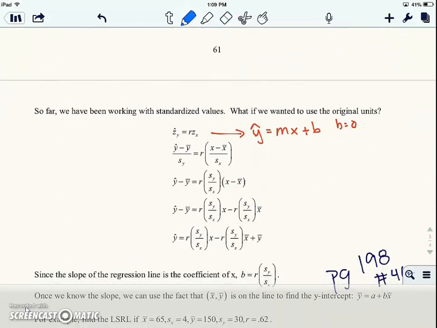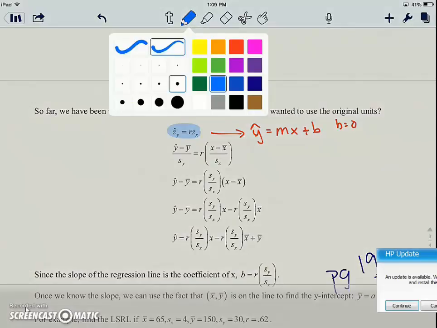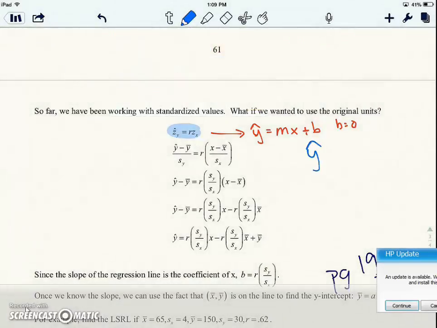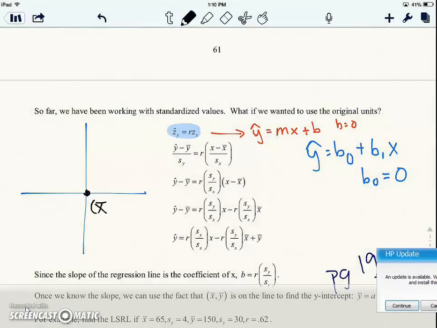So far we've been working with standardized values, so this would be the equation of the line of best fit. Basically it's y hat equals mx plus b, where b equals 0, or we could be more AP stats with that and say that it's y hat equals b sub naught plus b1x, where b sub naught equals 0. Okay, so that's just rewriting y equals mx plus b. And again, we've standardized it. We've taken the z-score for every data point, so right here would have been x bar, y bar, and then you've got a line going through it.